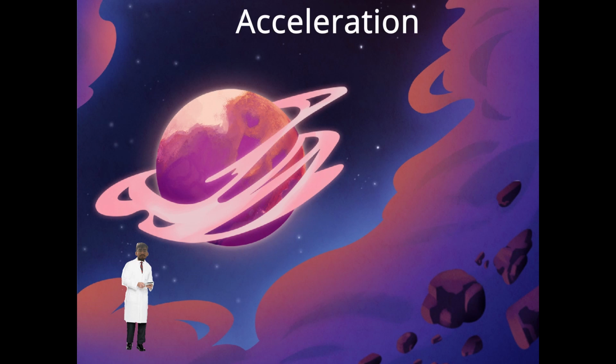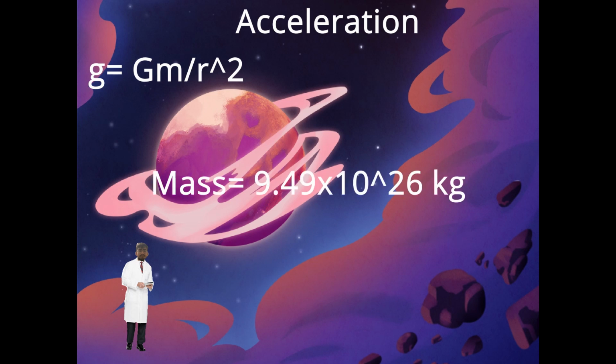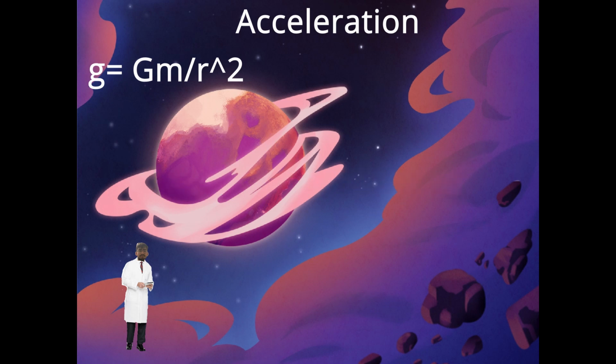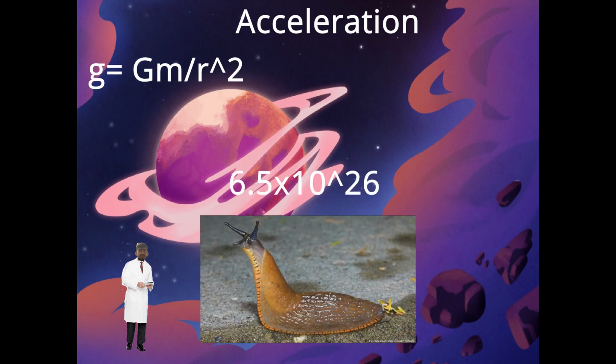Acceleration. Okay, so there are two variables for this acceleration. Using a Unit 5 equation, g equals the gravitational constant times m over r squared, we can get two different measurements. We do one for the mass and we do one for the radius. When we use the median of the mass of the planets in our solar system, we get a mass of, drumroll please, 9.49 times 10 to the 26 kilograms, which is as heavy as 6.5 times 10 to the 26 slugs.